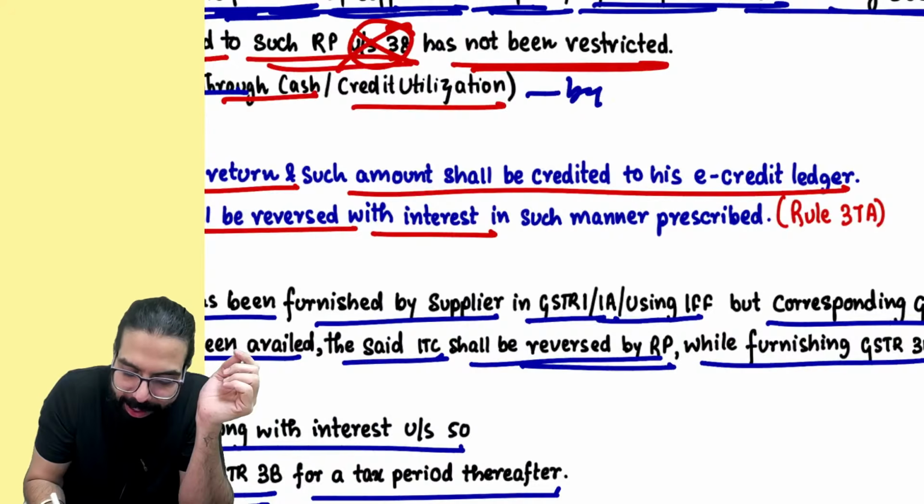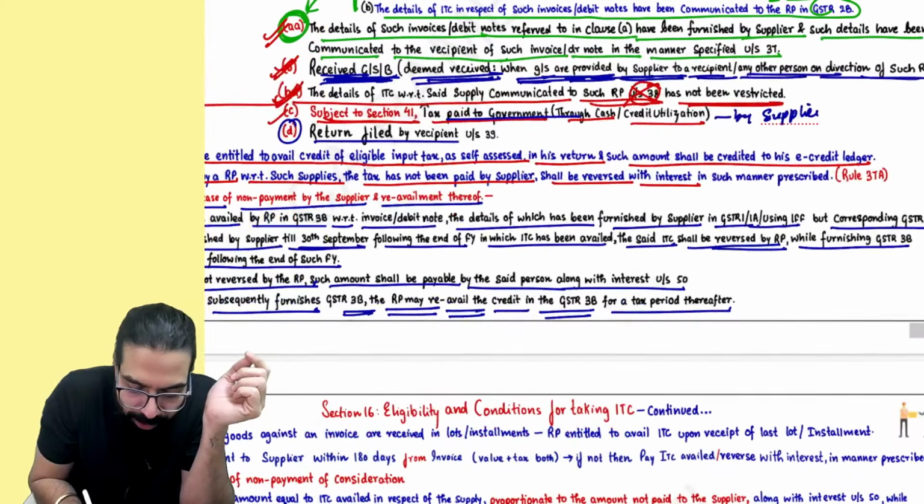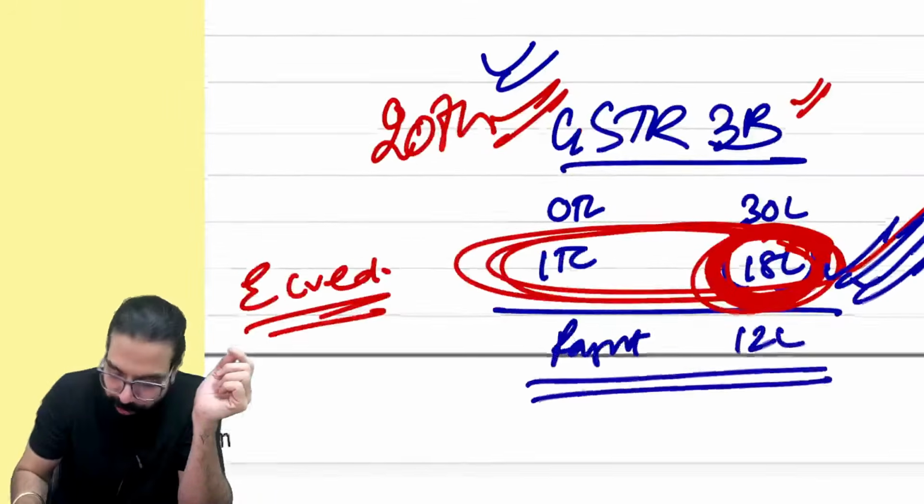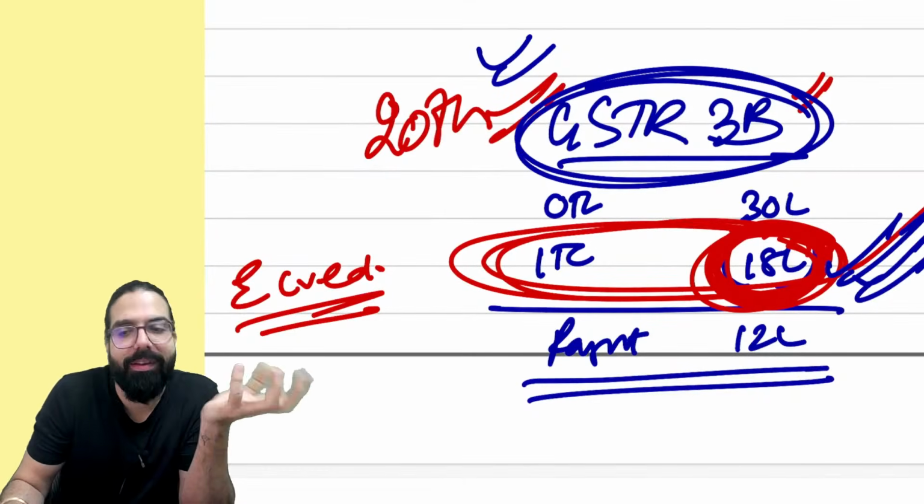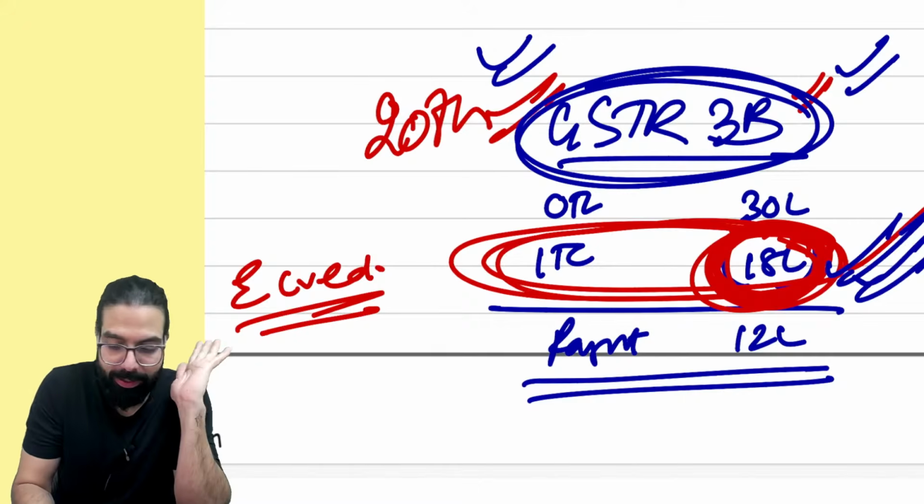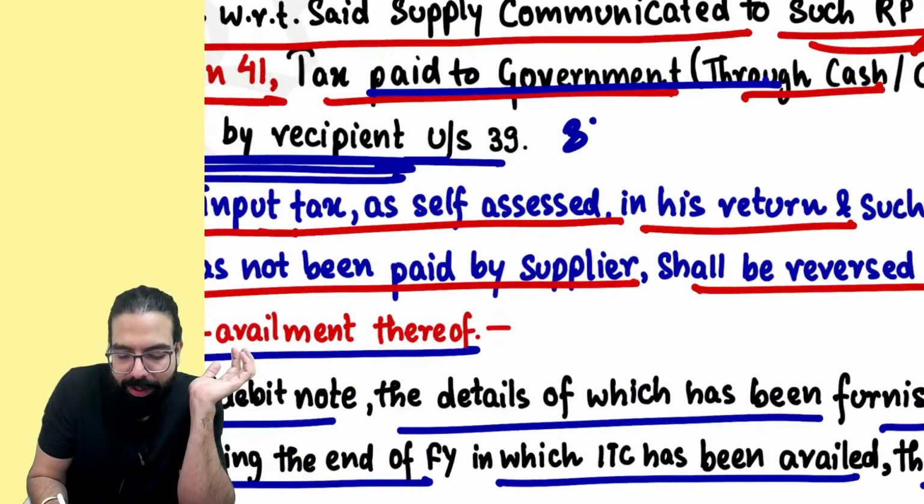By whom? By the supplier. The supplier should have paid the tax to the government. You as a recipient should have filed your return. Tell me one thing, everyone: whenever you want the credit, what should you always file? GSTR 3B. That's all they are telling. You should file your 3B to take the credit. See, the return should be filed by the recipient. Which return, everyone? GSTR 3B.